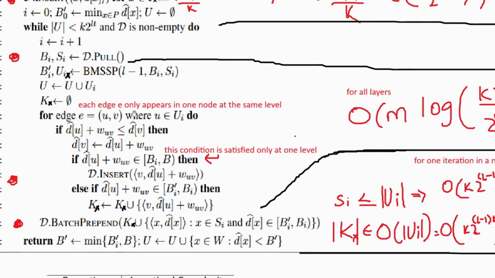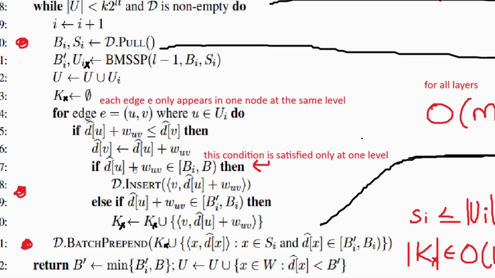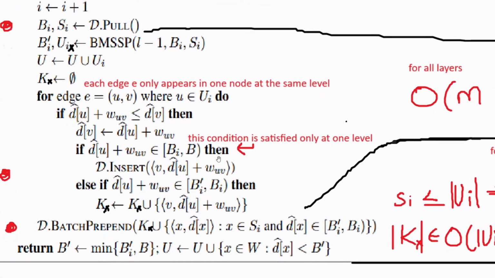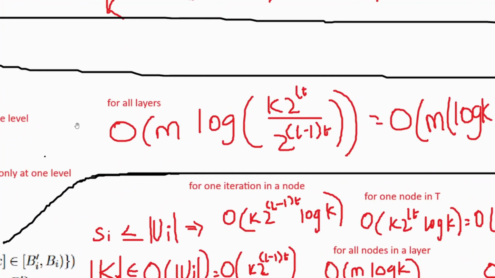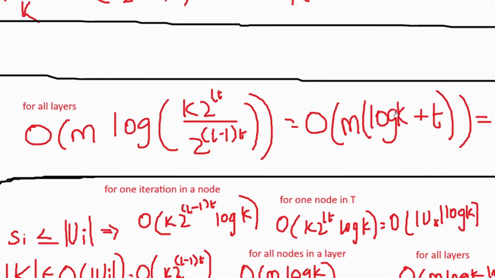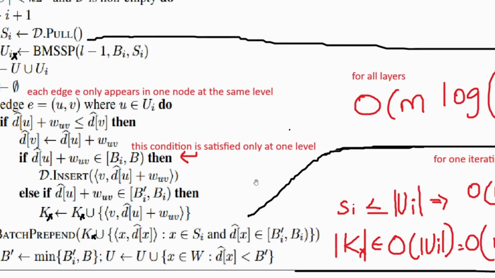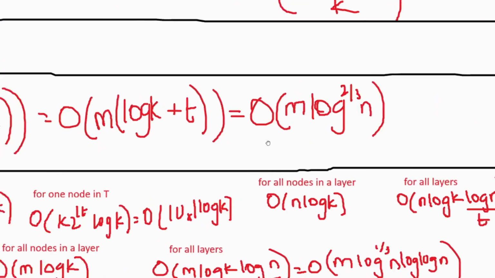Now we move back up to this part. One insight here is that every edge only appears once in a layer because the sets of nodes returned in U_i are disjoint. Furthermore, this condition can only be satisfied once in the entire tree. So an edge is processed only once in the entire tree, and when it's processed, it does log n over m work, where at any layer log n over m works out to be log of k plus t. So for all layers, the complexity of this operation turns out to be m log to the 2/3 of n.